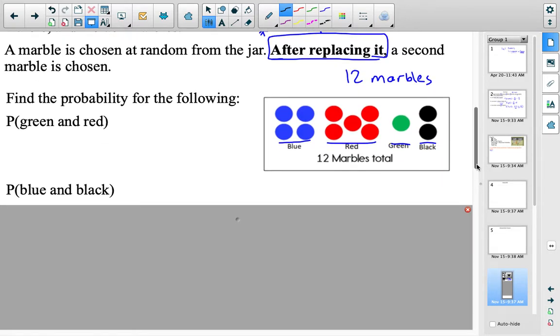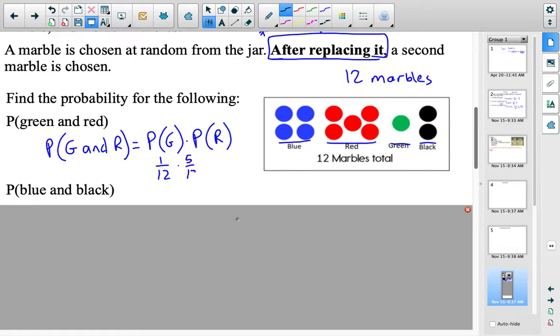Okay, so probability of getting a green and a red is the probability of green times the probability of red. Well, the probability of green is 1/12, and the probability of a red is 5/12. So that gives me 5 over 144. You can put this in your calculator.